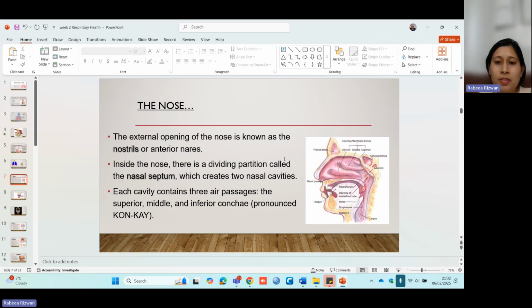There are two cavities called the nasal cavities, and they are separated by a bony septum wall of a bone called the nasal septum. When we look inside these nasal cavities, there are three bony passageways, and in professional terms we call each one a concha, and the plural is conchae. The first, the superior part above, is called the superior concha, the middle is called the middle concha, and the lower is called the inferior concha.